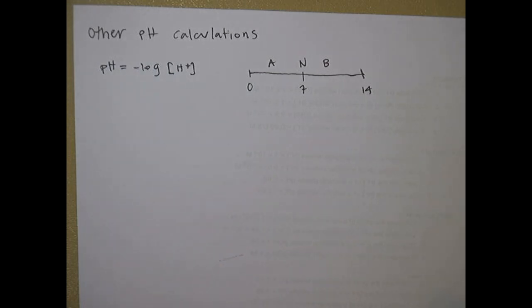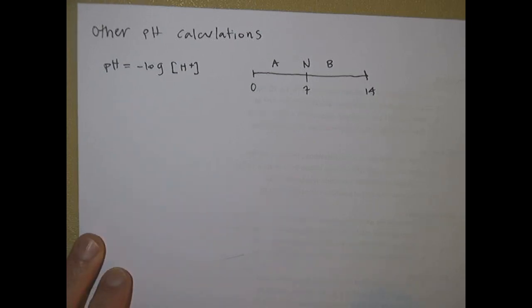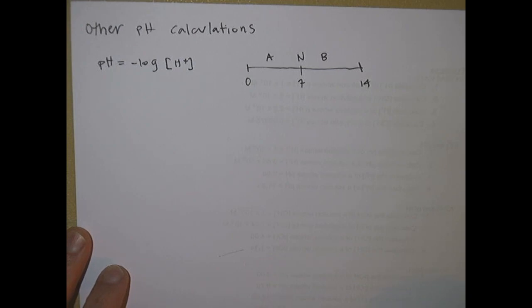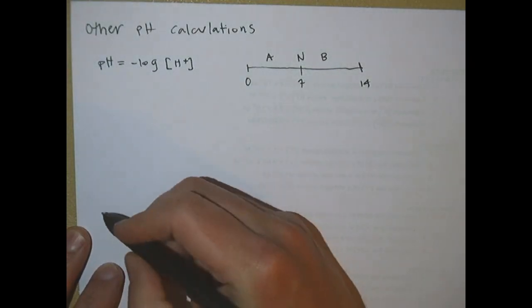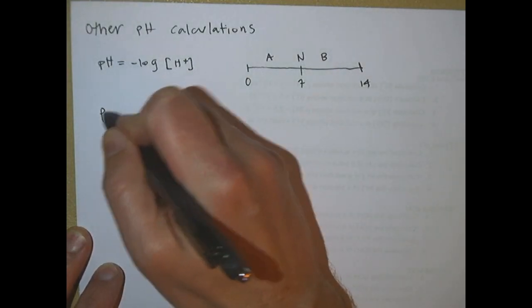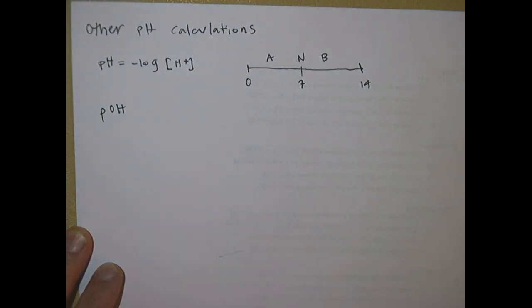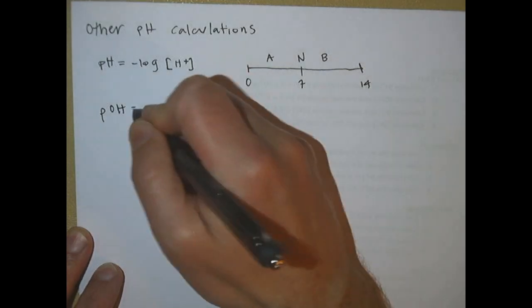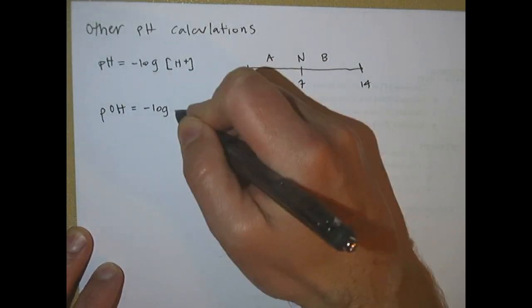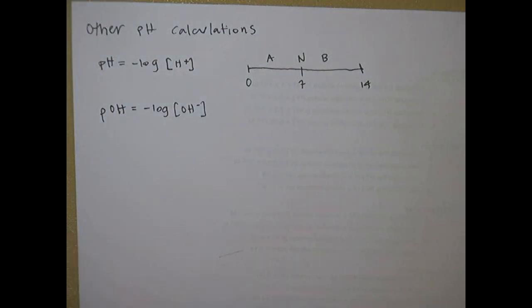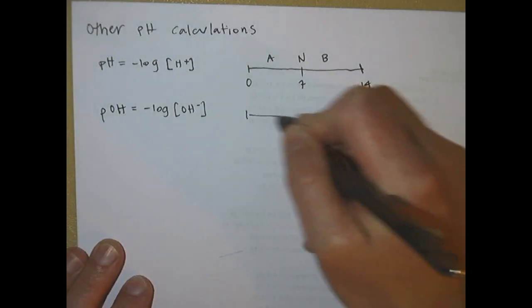There is a weird cousin to pH called pOH, which is the exact opposite of pH, kind of like the family member you don't talk about. So instead of pH being equal to negative log of H plus, pOH equals negative log of, guess what? OH minus.